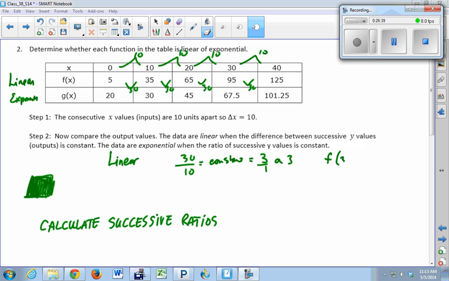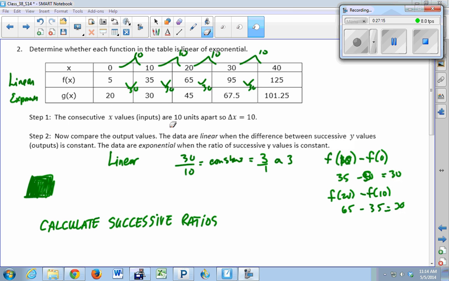Okay, f of 10 take away f of 0 is 35 minus 5, which is 30. And then if we went to the next one, f of 20 take away f of 10. These are successive outputs. f of 20 is 65 minus 35, that's 30. Okay, so that's just how we would write out what we just did here with these little carets with the 30. Okay, then what about the exponential?